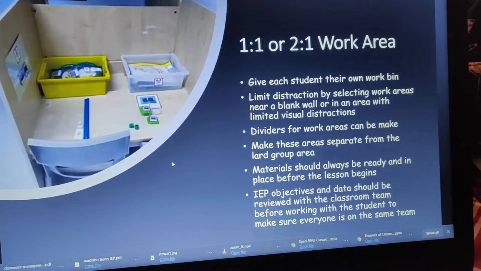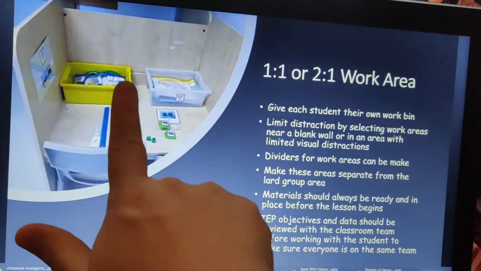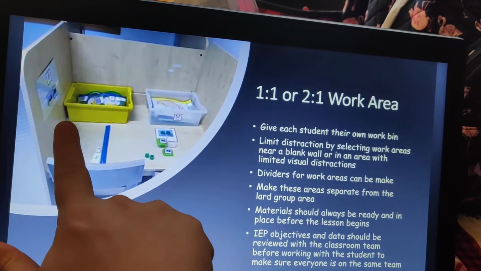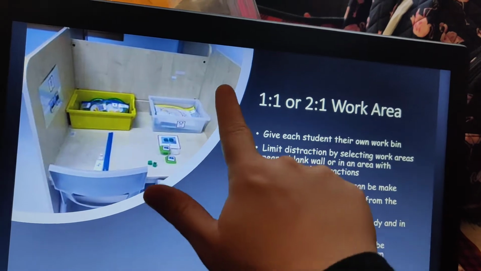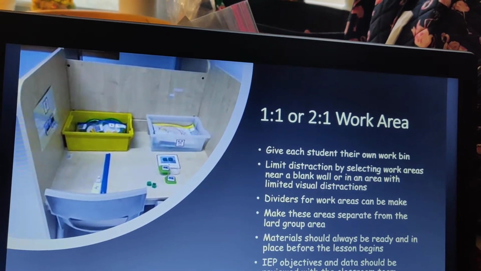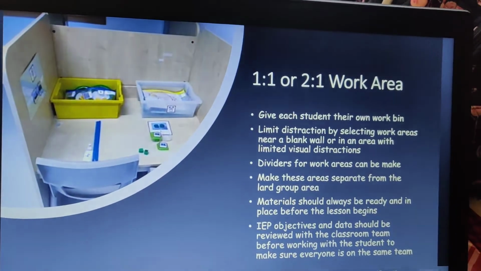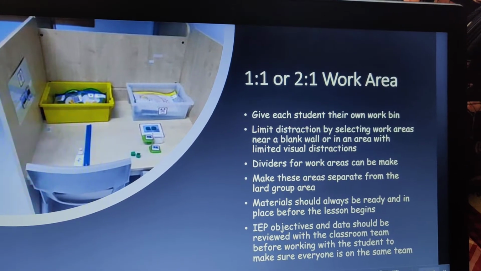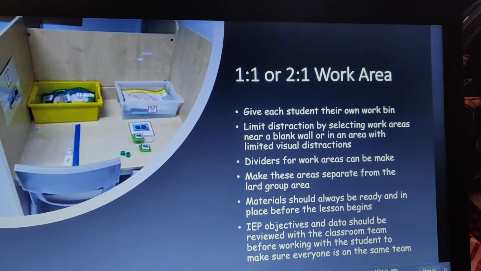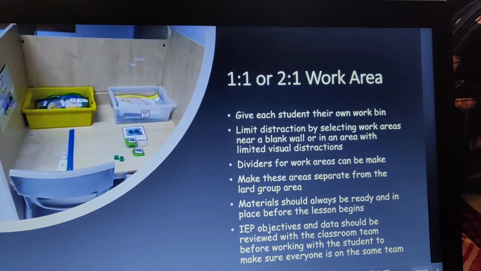The one-on-one or two-on-one work area is where each student has their own work bin, as you can see. Their schedule should normally be placed right here or on this other side. Sometimes being placed right here is really great for them to see, so they're not having to turn their heads. It's right in front of them. They have limited distractions by the selected work area near the back wall or an area with limited visible distractions. So normally in the back of the classroom where the teacher can still see.